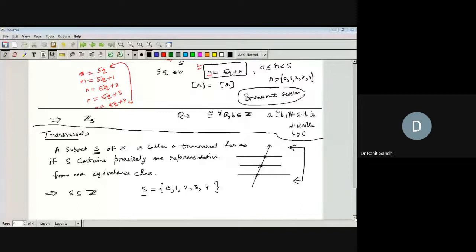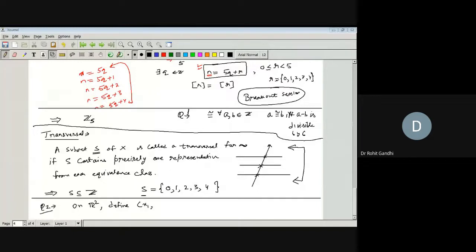Now I am giving you one question for your breakout session. Now I am writing question number 2, right? You have to check whether the relation is an equivalence relation. First of all, that thing. Second, you have to check the equivalence classes. And third, you have to find the transversal of that. If you find it, then it's good. Otherwise, take it as your homework also.